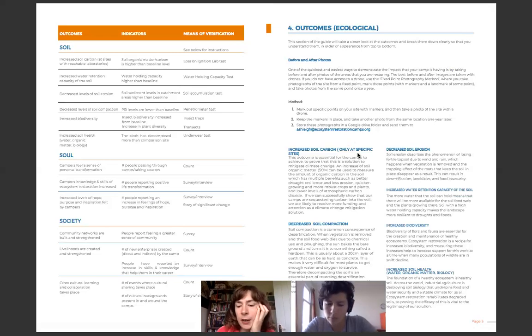Yeah, so on this page here, on page 5, this section is running through the different elements of the framework where the ecological outcomes are concerned, and basically just explaining why it's important to be measuring these things. So we're measuring an increase in soil carbon, a decrease in soil compaction, a decrease in soil erosion, or an increase in soil accumulation, which is essentially the same thing. Increased water retention capacity of the soil, and increased biodiversity, and increased soil health. So yeah, these sections just explain why it's important to be measuring these things, but I'm sure you already know the reasons why.